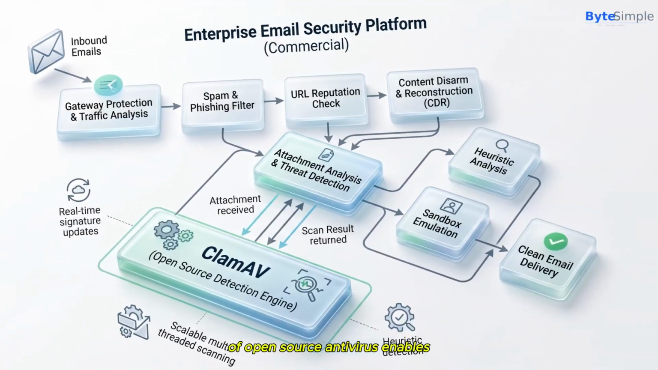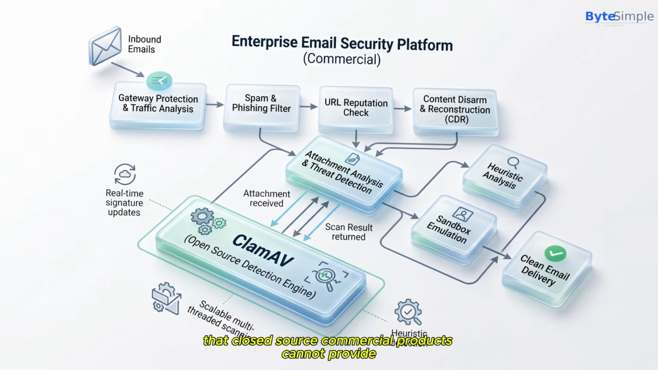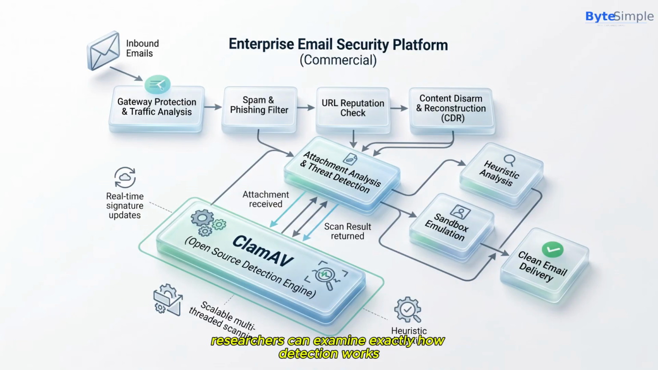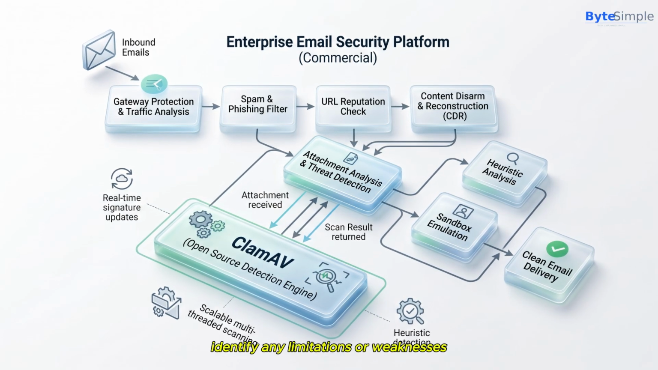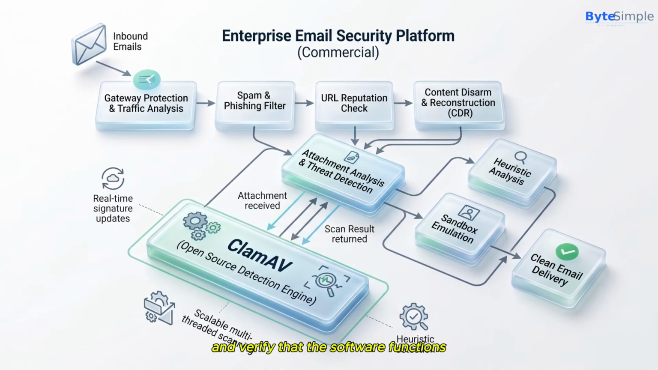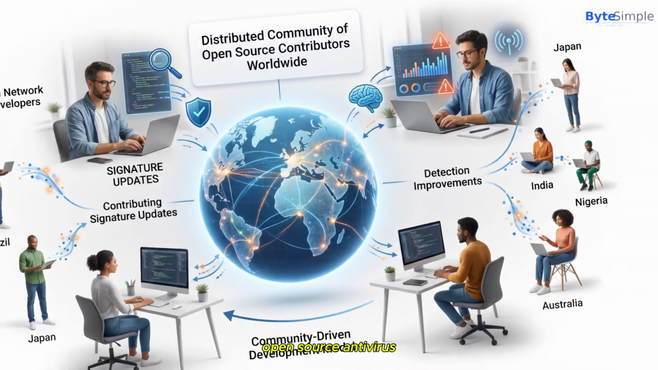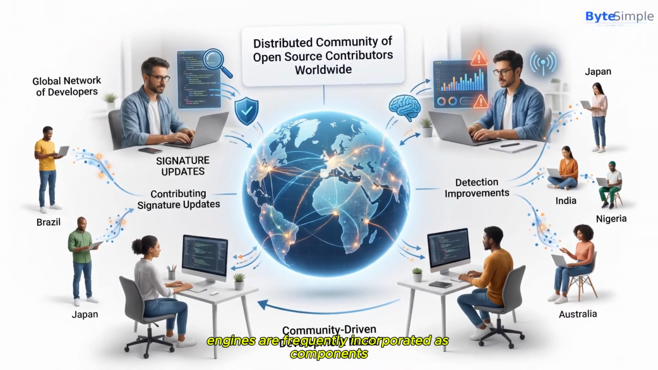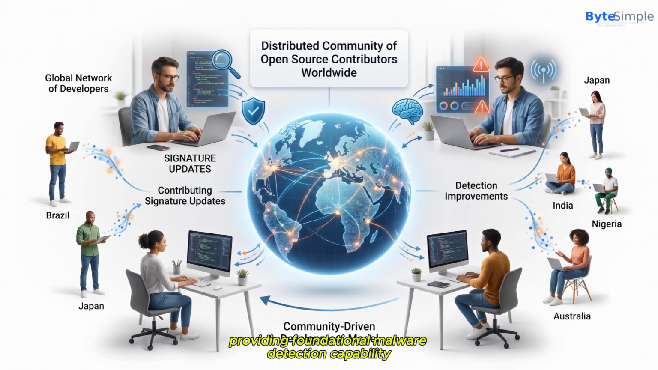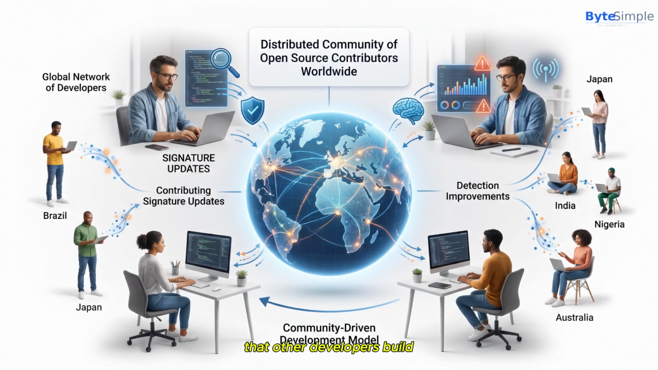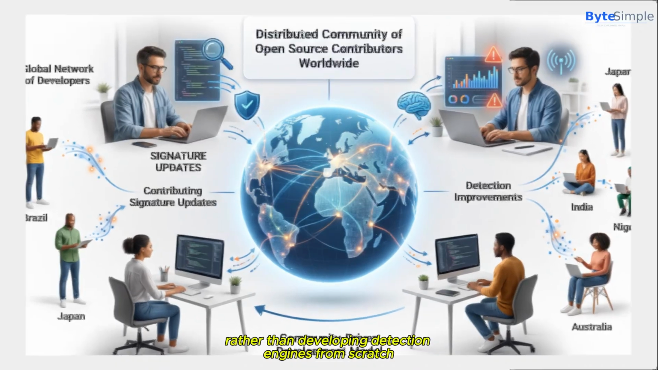The transparency of open source antivirus enables independent verification that closed source commercial products cannot provide. Security researchers can examine exactly how detection works, identify any limitations or weaknesses, and verify that the software functions exactly as documented without hidden behaviors. Open source antivirus engines are frequently incorporated as components within larger commercial security products and email filtering systems, providing foundational malware detection capability that other developers build additional features and interfaces around rather than developing detection engines from scratch.